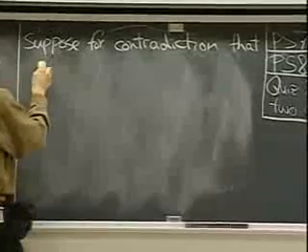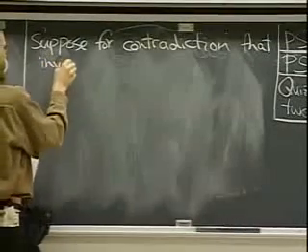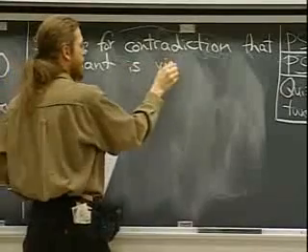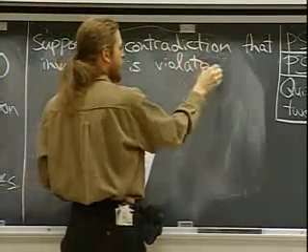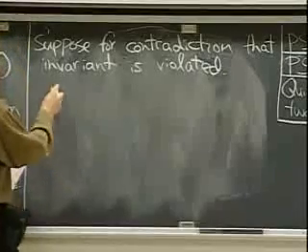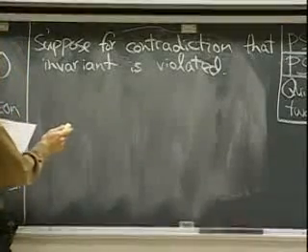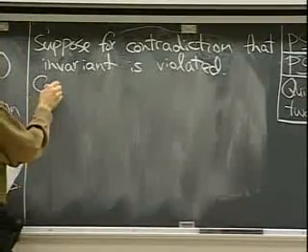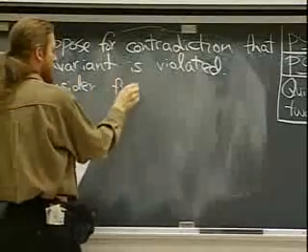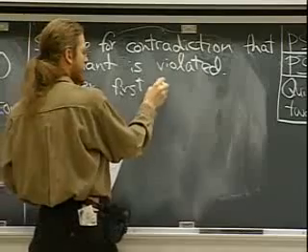So suppose for contradiction that the invariant is violated. We'd like to use the violator and find a contradiction. So let's look at the first violation, the first time it's violated. This is essentially, again, a proof by induction.